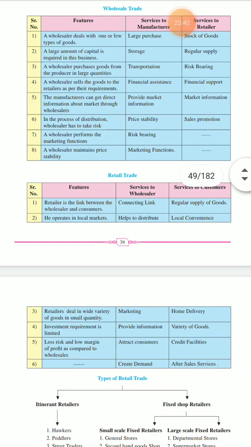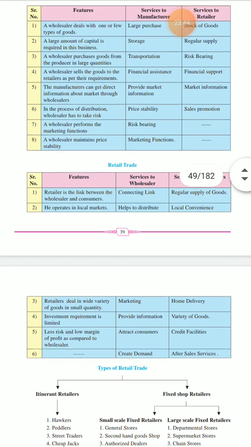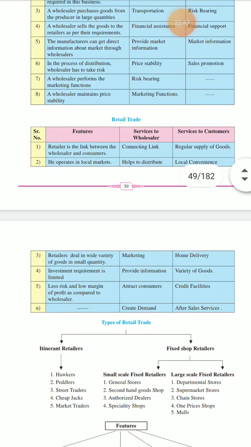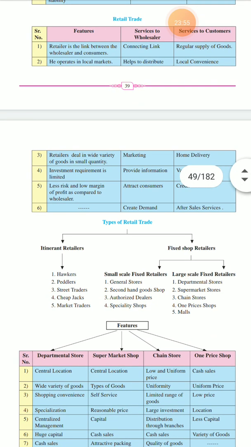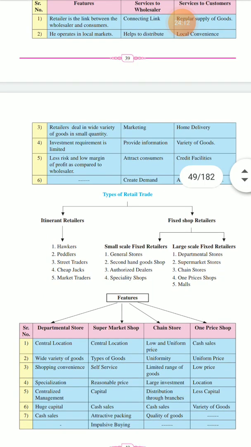What is retail trade? Here we have seen the services which are provided by the retailer to the wholesaler and the customer. Okay, then we have seen the types of retailers. There are two types of retailers: itinerant retailers and fixed shop retailers. Now in itinerant retailers we have hawkers, peddlers, street traders, cheap jacks and market traders. In fixed shop retailers we have two, that is small scale fixed retailers and large scale fixed retailers.